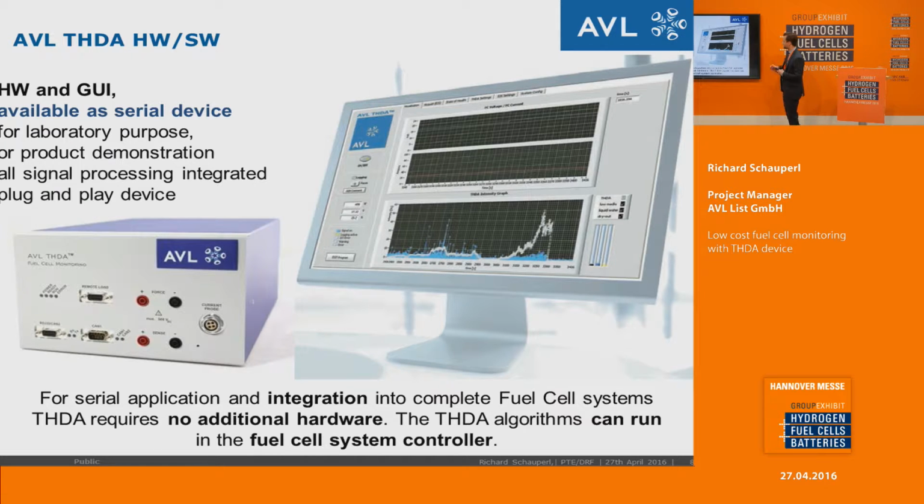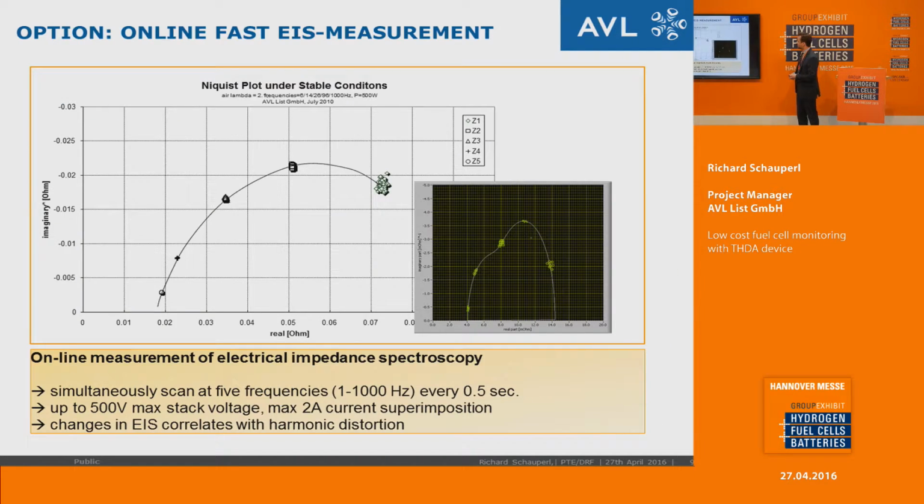It's also possible to integrate this methodology into a fuel cell vehicle controller, and no additional hardware is required for that purpose. One option of this device is also fast online impedance spectroscopy. Four frequencies can be chosen in the range of 1 to 10 kilohertz, and every 5 seconds you will get a new value. This is possible up to 500 volt stack voltage, and a maximum of 2 amp current superimposition is possible.